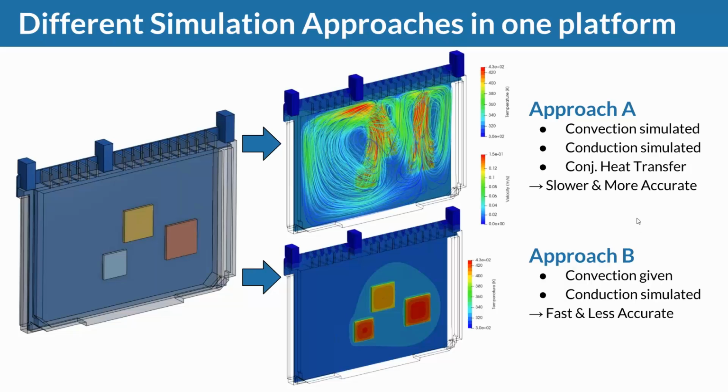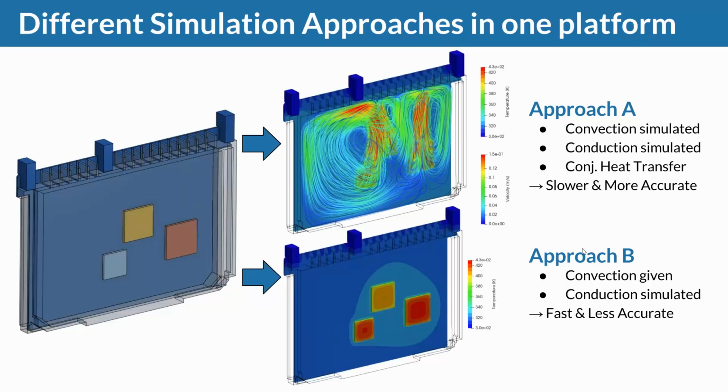And what we see customers oftentimes doing is saying, okay, I'll use approach A for late stage validation, when I have a rather converged design and a design that I'm thinking about putting into production, or at least going into physical prototyping. And they use approach B for fast and iterative design, where they say, okay, it's not that important that I'm super accurate. Trends are enough.